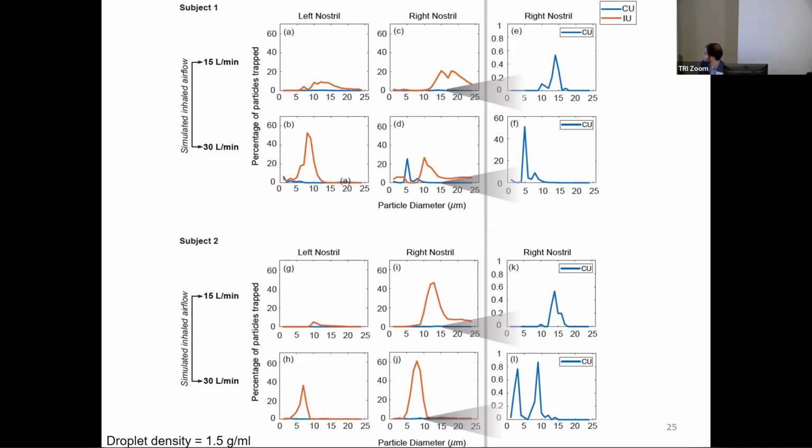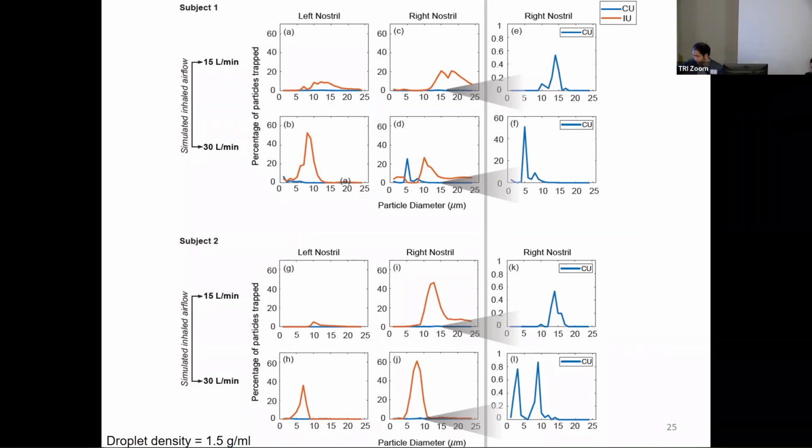The red lines are the ones for IU, the improved use. The blue lines are for the current use. As you can see, the red lines are doing much better. And these are just monodispersed particle tracking simulations. We have tested from 1 to 24 microns. But we'll come to that part, where there is great relevance for the particle size distribution.